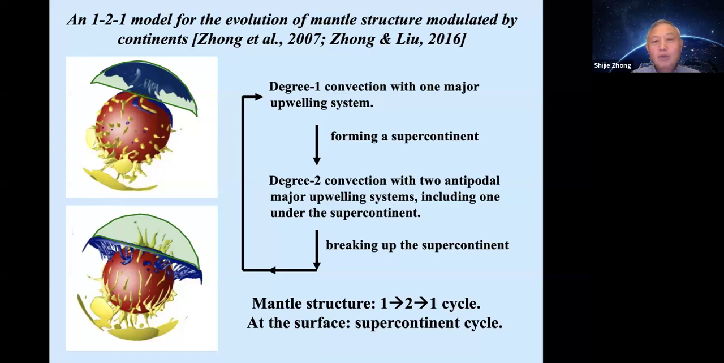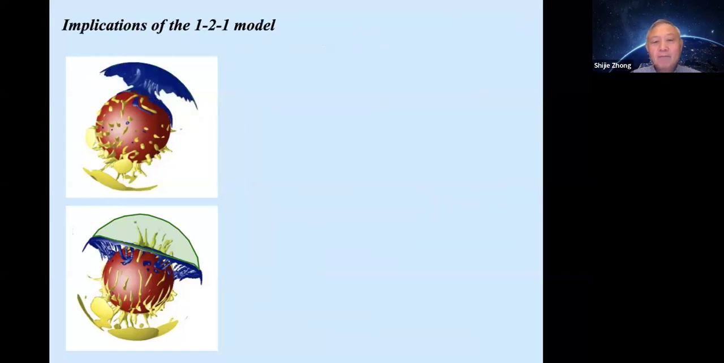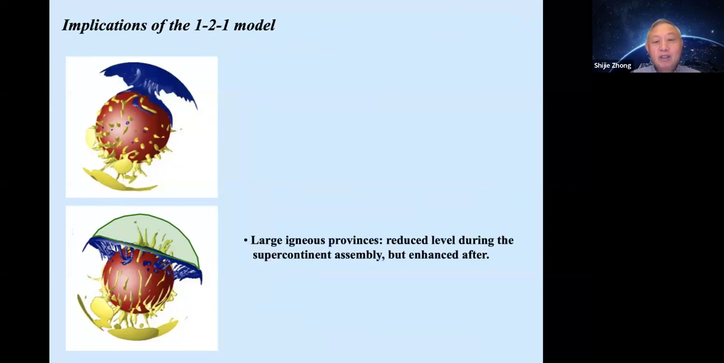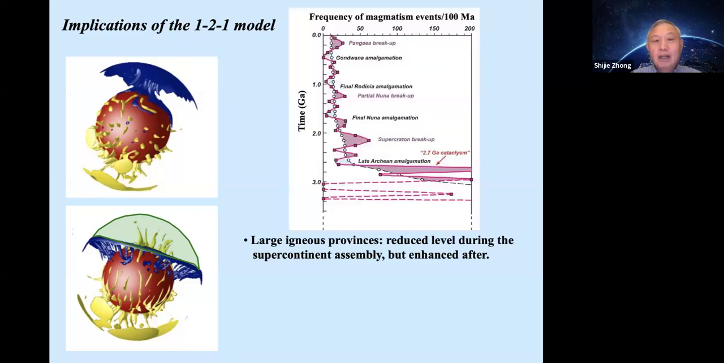Okay, so this is a framework that we proposed, right? And this has interesting implications in terms of volcanism, the large igneous province events. You can imagine during supercontinent formation, all the continental blocks tend to move to the hemisphere with cold downwellings, right? So in this case, you would reduce the level of volcanism. That's essentially what we see in the geological record during supercontinent formation: you see the minimum level of magmatism.